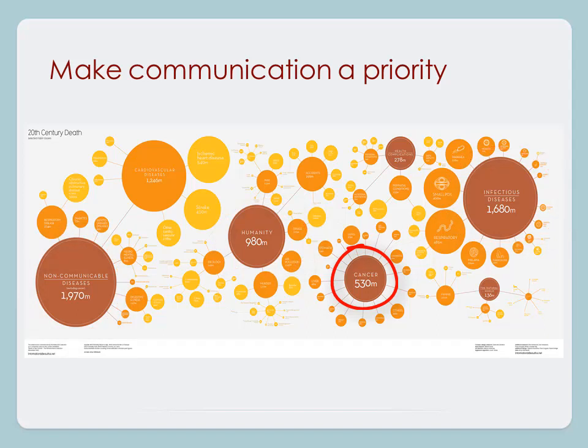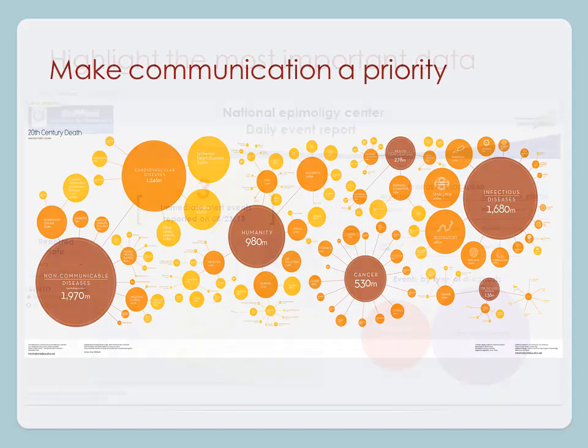In general terms, cancer killed 530 million people, but different kinds of cancer were responsible for different populations. Communication in these infographics is direct, precise, and does not have to be complicated at all.